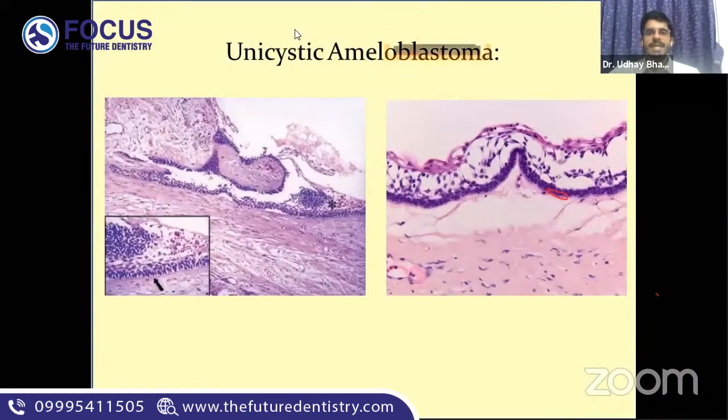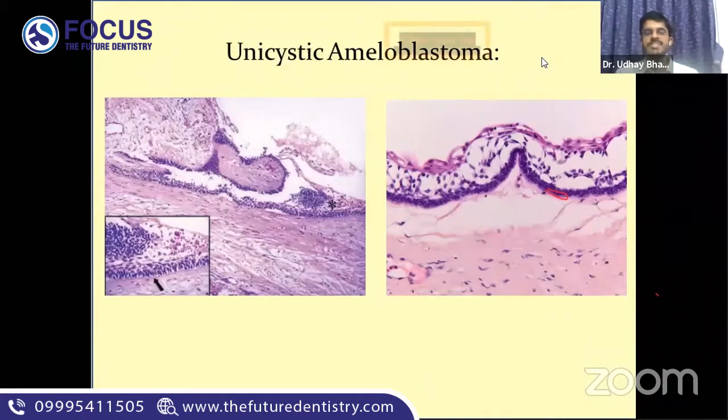Now there are some other variants of ameloblastoma which you should also have an idea about. Okay, that will complete your understanding about this lesion. This is called the unicystic ameloblastoma. Now unicystic ameloblastoma occurs in much younger population, and it is a cystic lesion, and hence it is considered to be a slightly low grade lesion. Of course, it is having neoplastic potential, but it is low grade.